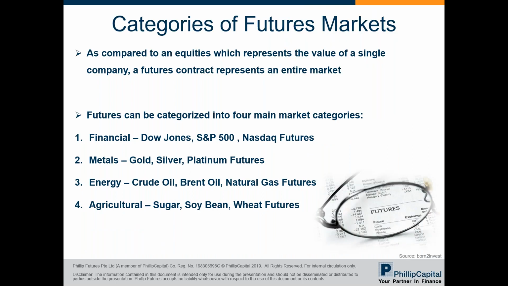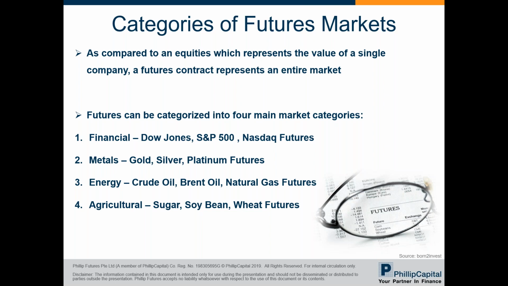So some of the categories of the futures market: as compared to an equity or a stock which represents the value of a single company, a futures contract actually represents an entire market. Futures contracts can be categorized into four main market categories: financial, metals, energy, and agriculture. If you're trading any futures contract, it should fall into one of these four categories.